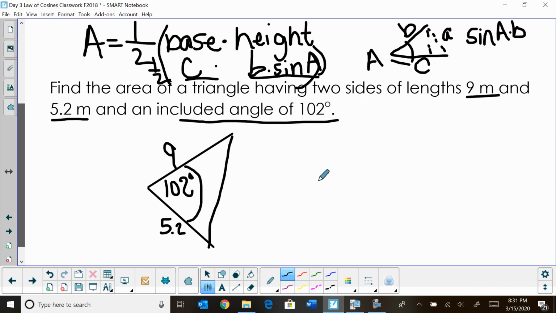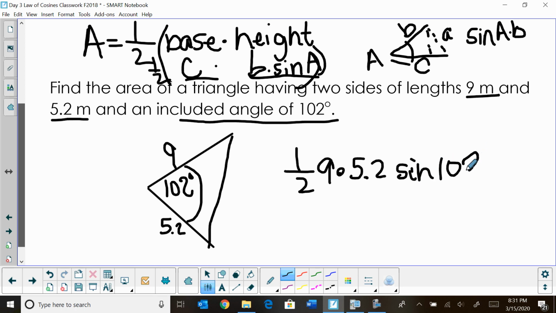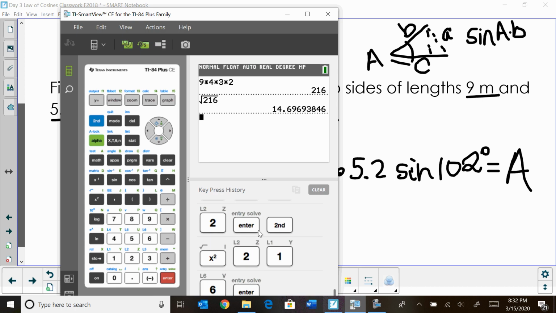So to find the area, we're going to take 1/2 the two adjacent sides, so 9 times 5.2 times sine of the included angle. Well, the included angle is 102 degrees. And that should give us the area, in this case, square meters. So let's grab our calculator.